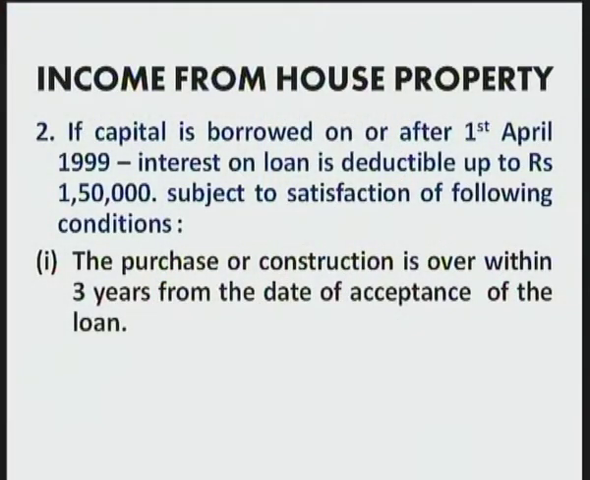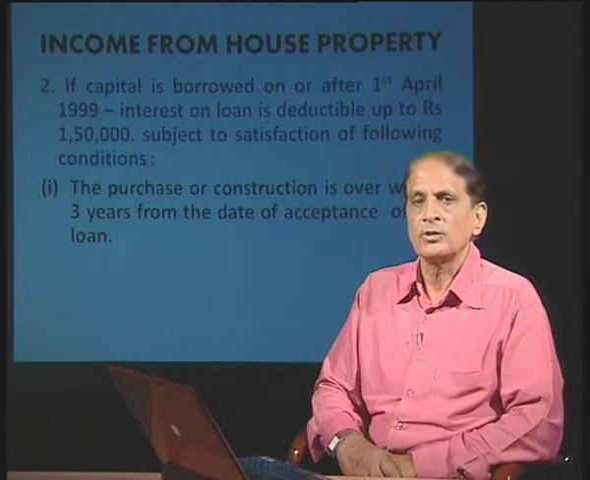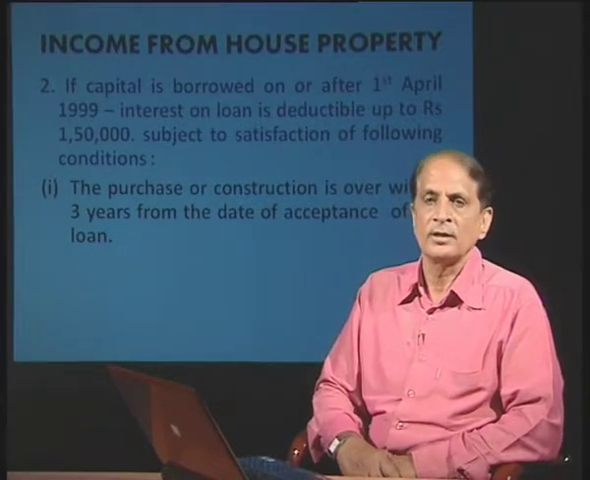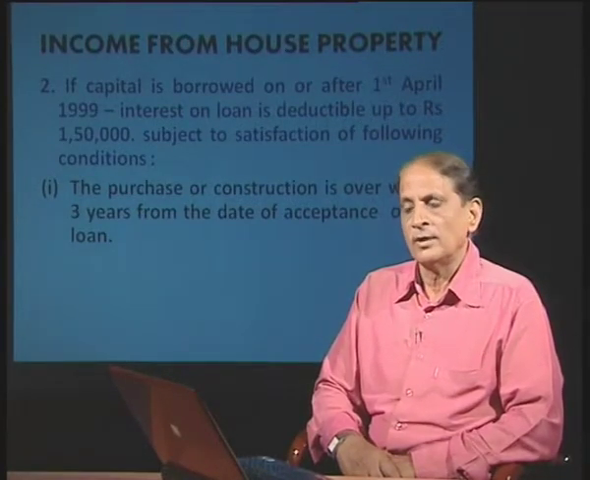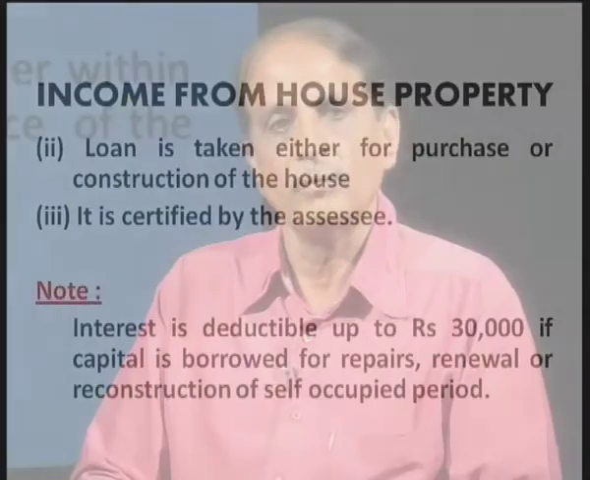First, the purchase and construction is over within 3 years from the date of acceptance of the loan. It means whenever the loan has been taken from a commercial bank or any financial institution, then interest not more than rupees 1,50,000 is allowed to be deducted only when the construction is over within 3 years from the date of acceptance of the loan. If the construction is over after a lapse of 3 years, then interest of rupees 1,50,000 will not be allowed. In that situation, interest will be allowed to the extent of 30,000 in the previous year.